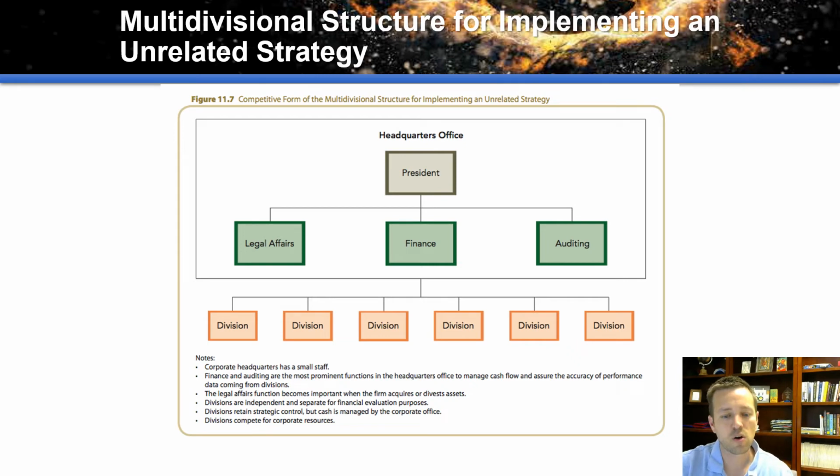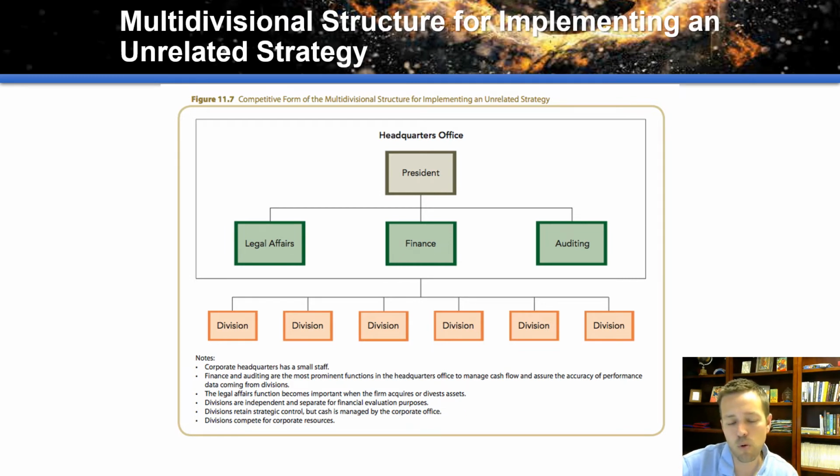All right. So corporate headquarters tends to be a small staff with very limited roles, financing, auditing, that kind of thing. Divisions are independent and separate so that they can be evaluated separately. They retain strategic control, but again, cash, because of the way it's set up, is managed by the corporate office.